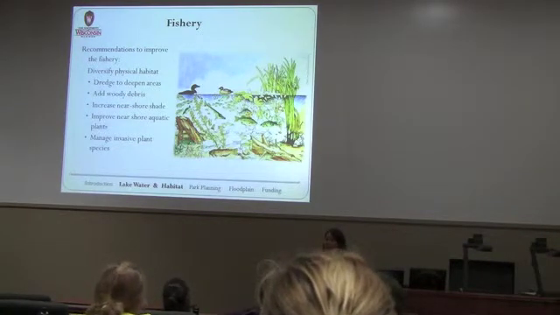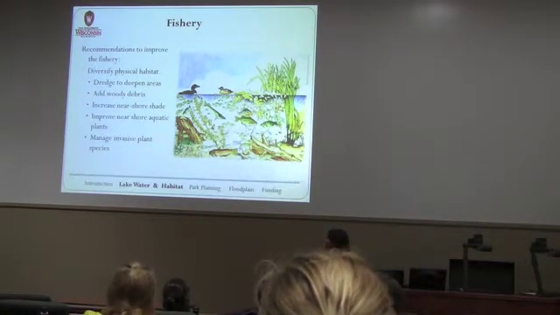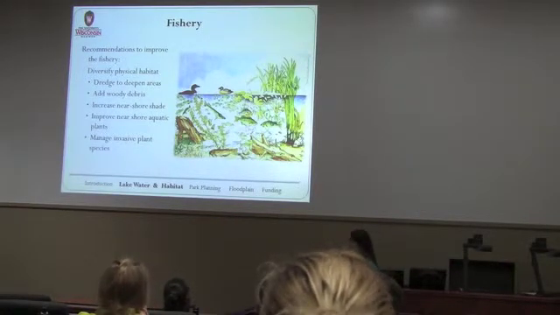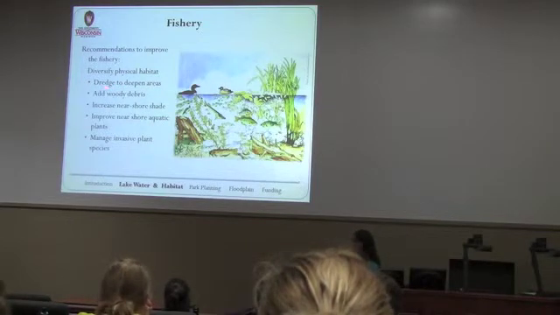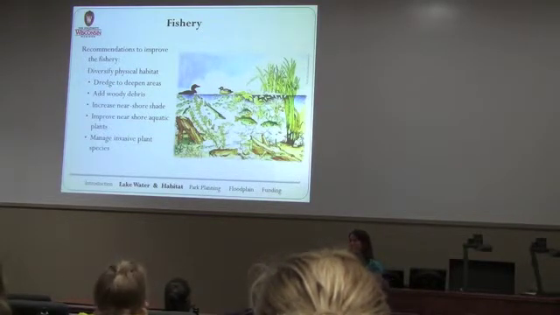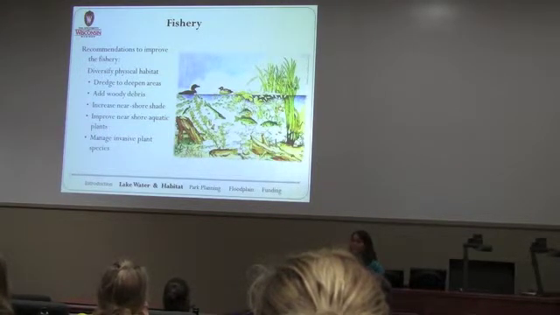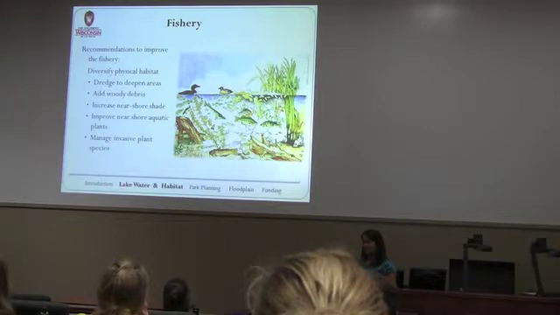Another recommendation is to increase the physical habitat available in the lake. This can be done by, like David said, dredging to deepen the areas, which would provide refuge from cold water in winter and warm water in the summer, and addition of woody debris, nearshore shade, improvement of the aquatic plants, and management of that curly-leaf pondweed would really increase the diversity of the physical habitat, and thus the diversity and health of the fishery here at Lake Marion.